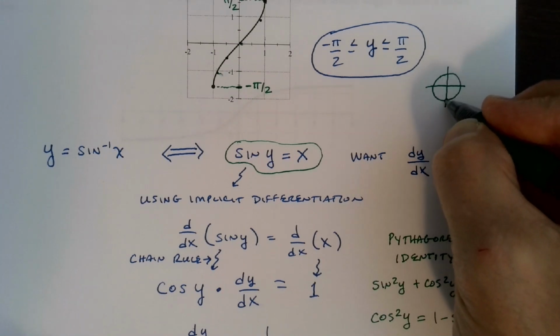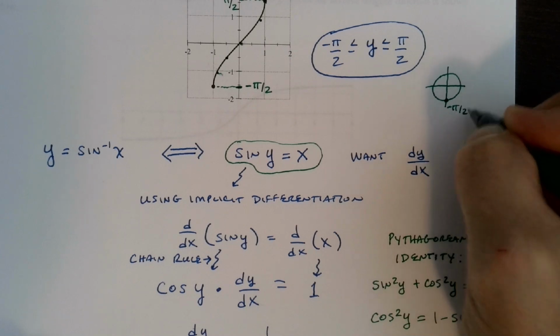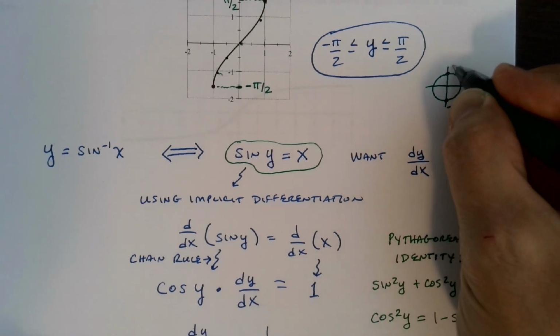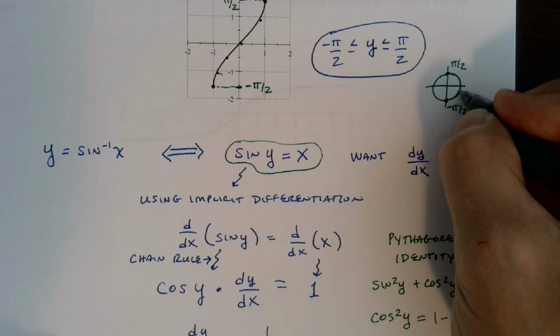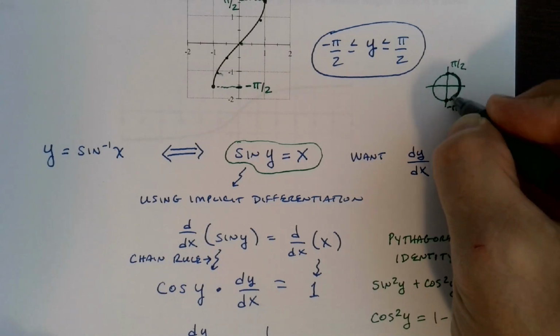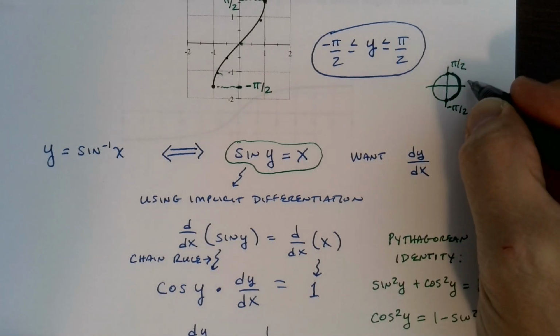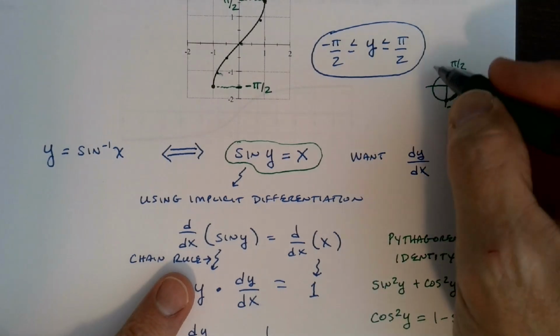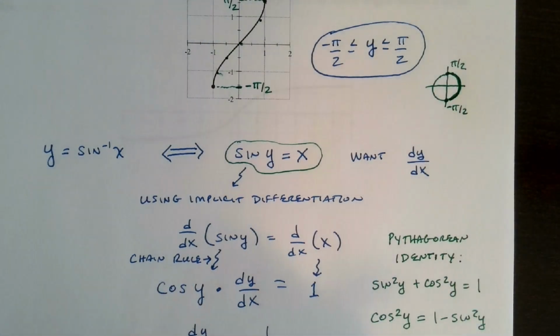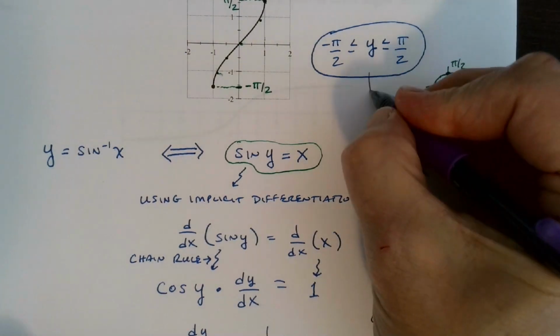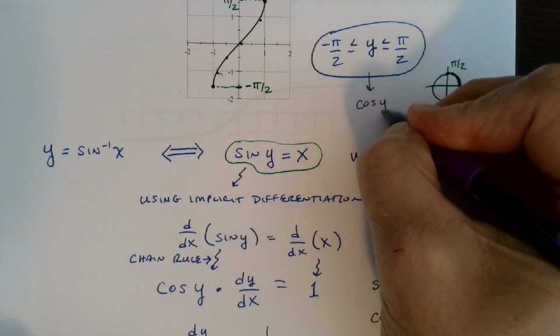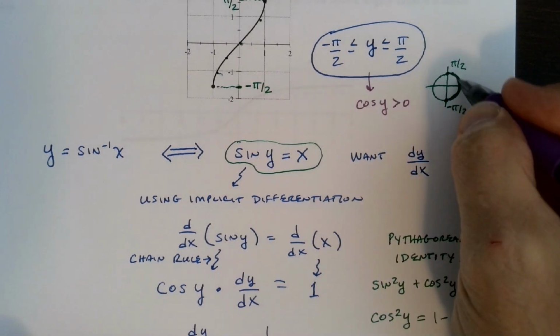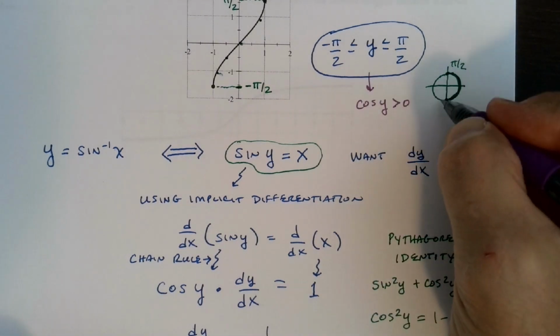But y going from what? Negative pi over 2 to pi over 2. Right, negative 90 degrees to positive 90. So we're talking about angles in the first and fourth quadrant. And what do you know about cosine on this interval? Over this interval, cosine y is positive. Cosine is positive in the first and fourth quadrant, negative back here.